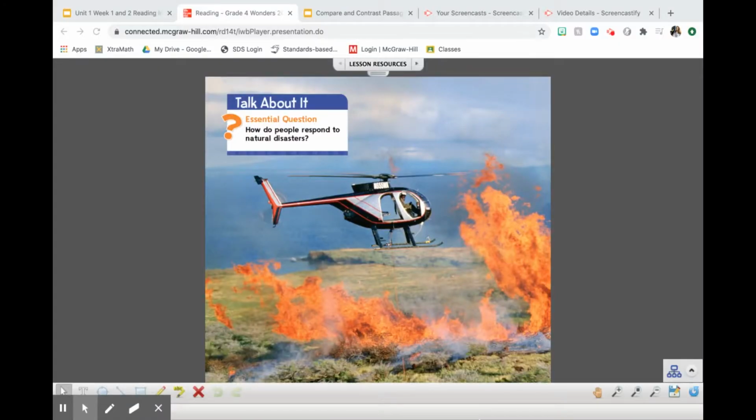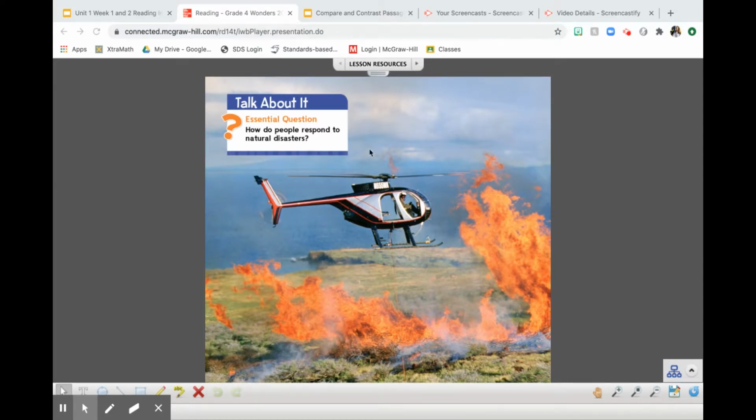Okay, so now that we've talked about text structure and expository text, it's time to actually get into the information for this week. So our essential question, like I said earlier, is how do people respond to natural disasters? So natural disasters are events such as floods, earthquakes, or hurricanes that can cause a great deal of damage and loss and can cause a crisis.